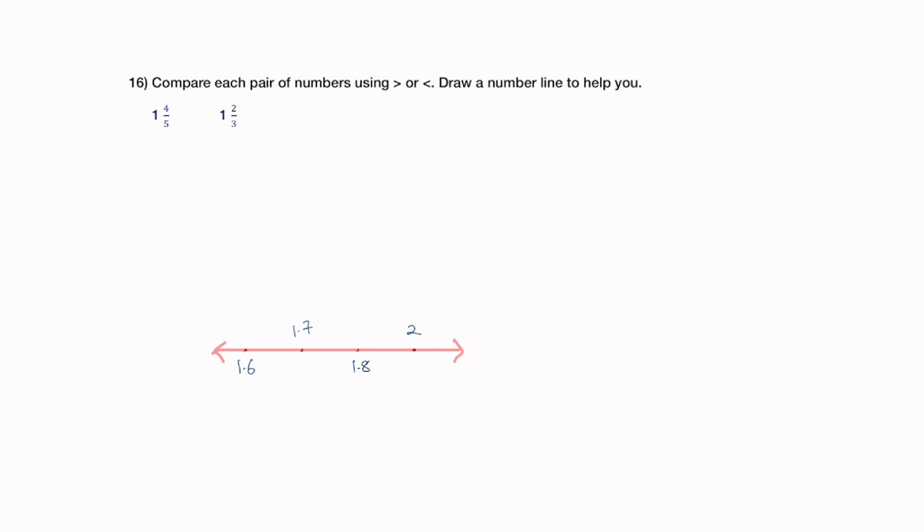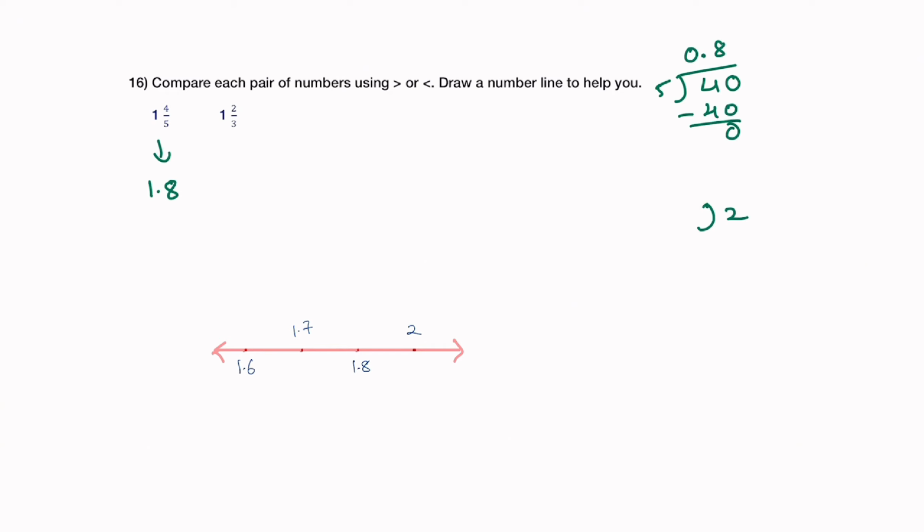Next, now here you have different numbers. So 1 and 1 is there, but this is 4/5 and the other one is 2/3. Then how do we compare? So we will do 4 divided by 5. 5 does not go in 4, so we put 0 and we put a decimal here. 5 times 8 is 40. So this is basically 0.8, right? Because 4/5 is 0.8.